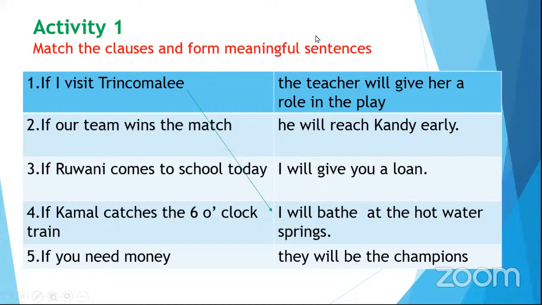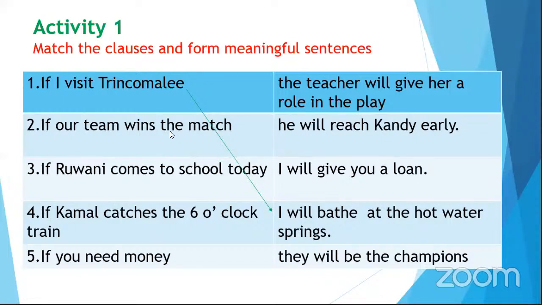These are actions, of course, which can happen, which are likely to happen. Remember, type 1 is used to talk about actions which are likely to happen. Let's look at the numbers.